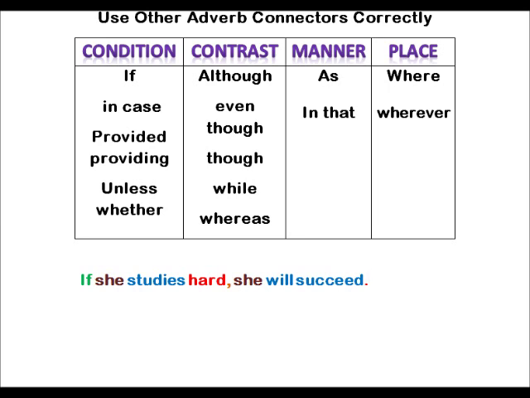So let's have a look here. We've got if, which is a connector. Then we've got the subject she in the first clause, and we've got she in the second clause. And then we've got two verbs, studies and will succeed. So two subjects, two verbs, a connector, and a comma. And the comma here is very necessary. Why? Because the connector comes at the beginning of the sentence. When the connector comes at the beginning of the sentence, the comma is very important, and if the comma is deleted, the sentence is incorrect.